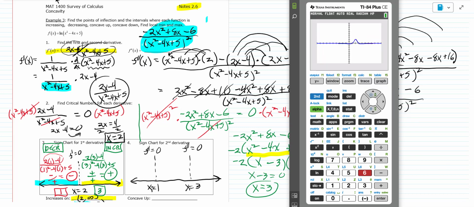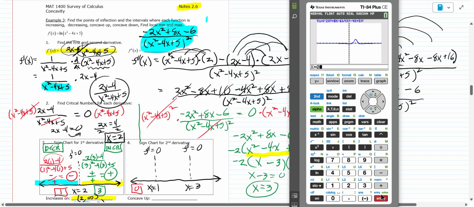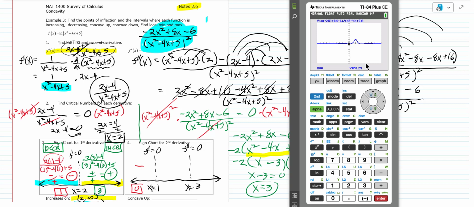So give me a test point that's less than 1, your choice. 0, very good. Now look at this. I can trace at 0 and I get a negative answer. Isn't that easy? It saves you tons of time because you're going to get sick of doing sign charts by hand, because all it is is arithmetic anyway.